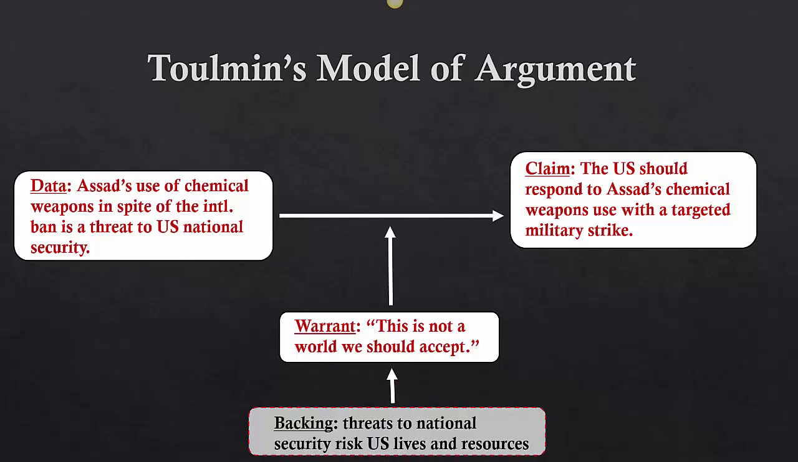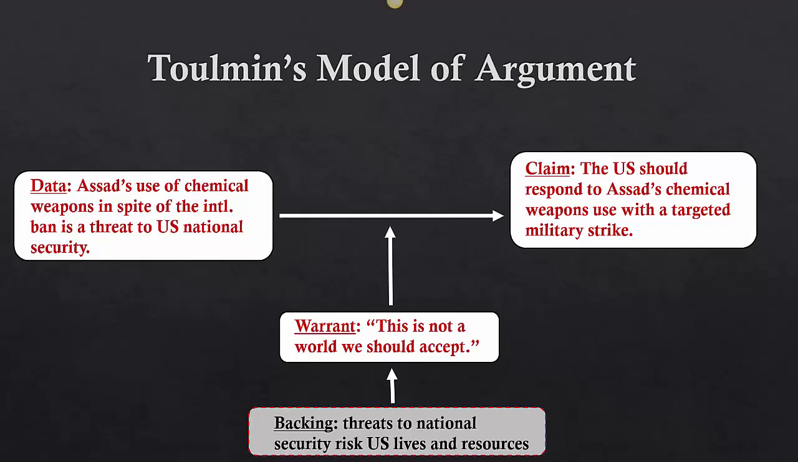Well, we've got the backing. In this case, it's implied, but it's not completely absent. Obama does discuss in the data some specific risks of Assad's use of chemical weapons that explain why the threat to U.S. national security exists. He talks about how civilians can be threatened. He talks about how U.S. troops can be threatened. He talks about how U.S. allies can be threatened. So the reason why we should not accept this threat to national security is because it's risking lives, it's risking resources, it's destabilizing the region. This is bad stuff that we don't want.